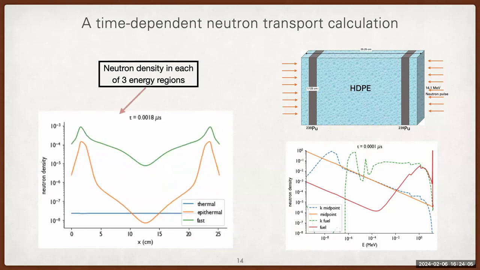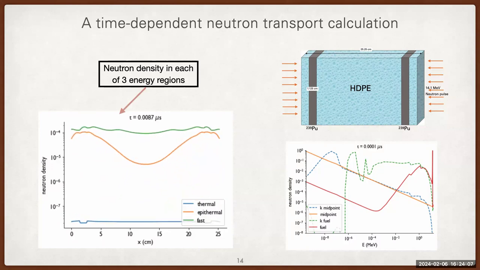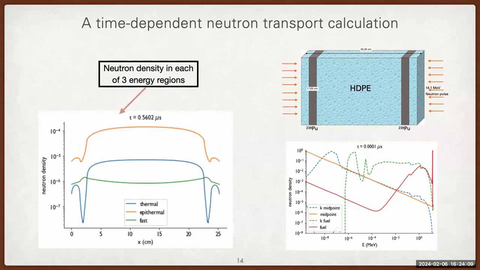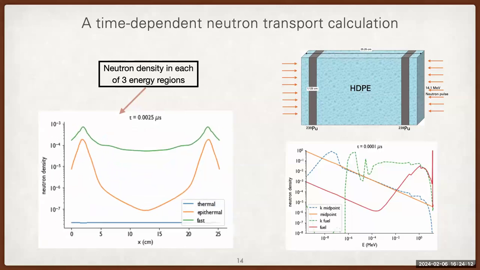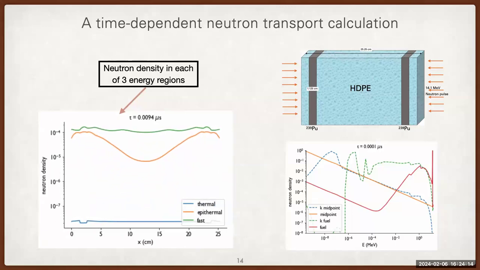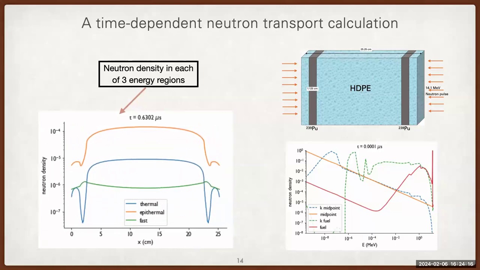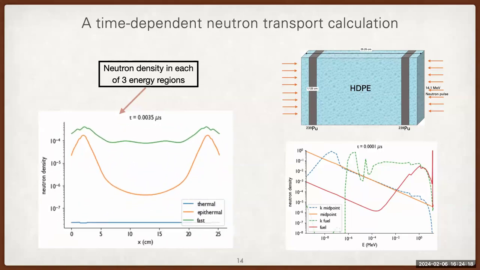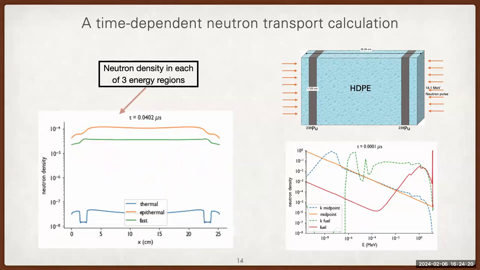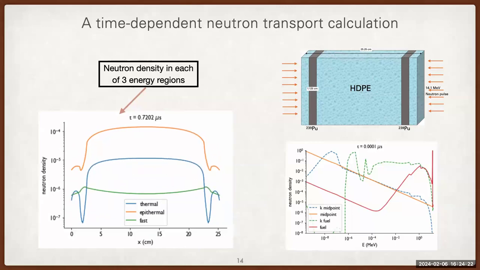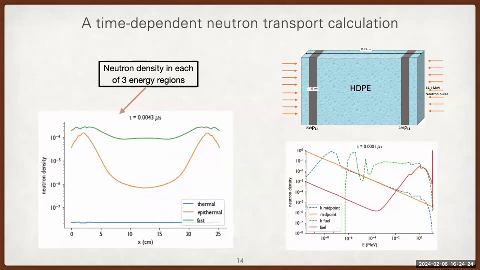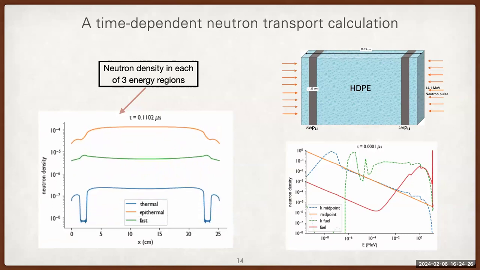And so over time, what happens is we start off with a lot of fast neutrons, those fall off, and now we start building up thermal neutrons. So fast neutrons get absorbed, and we build up thermal neutrons as neutrons scatter inside of this plastic. And so there's a lot of time dynamics going on here. And so this is looking at how things are behaving in space at different energies.